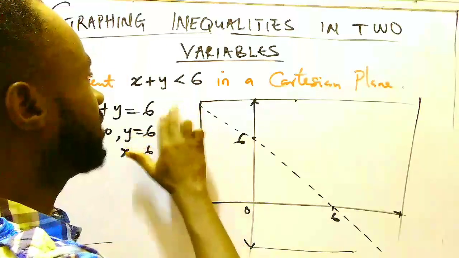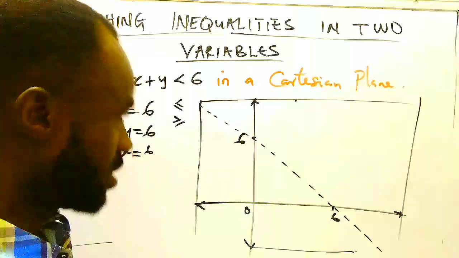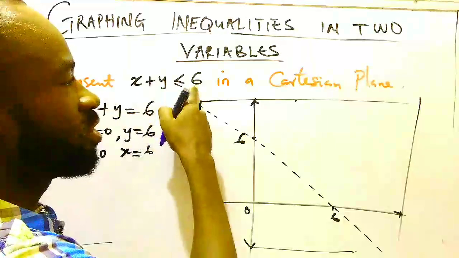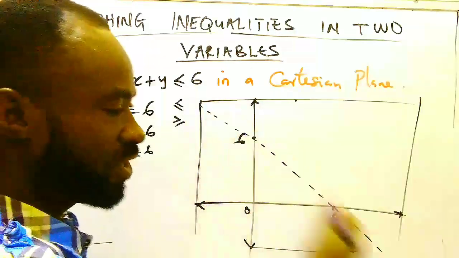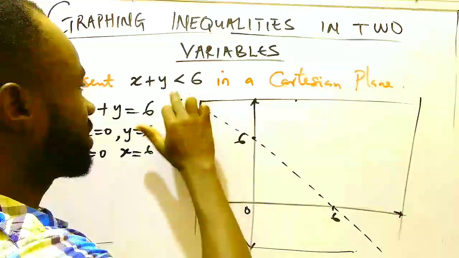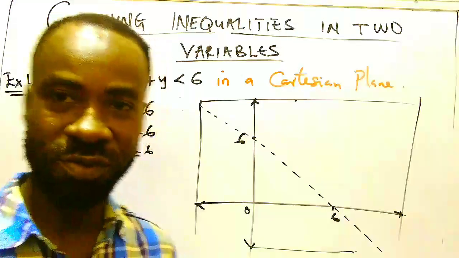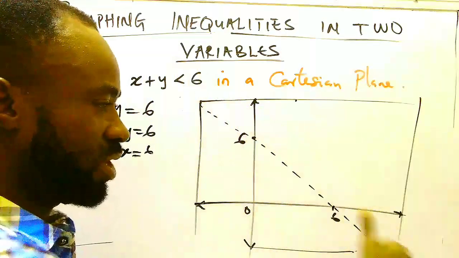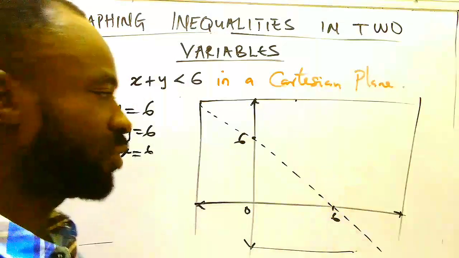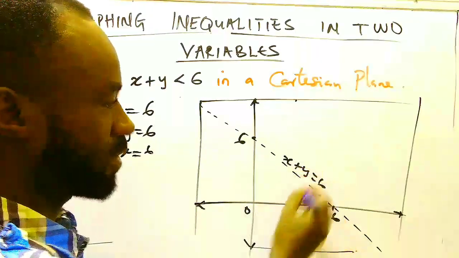And then whenever you have less than or equal to and greater than or equal to, if here was less than or equal to, it means that our set of solution will include 6, then we would have used a solid line, okay? But in this case we don't have less than or equal to or greater than or equal to, so that's why I join this with a broken line, okay? Now, this is our boundary line, this is our x plus y equal to 6.